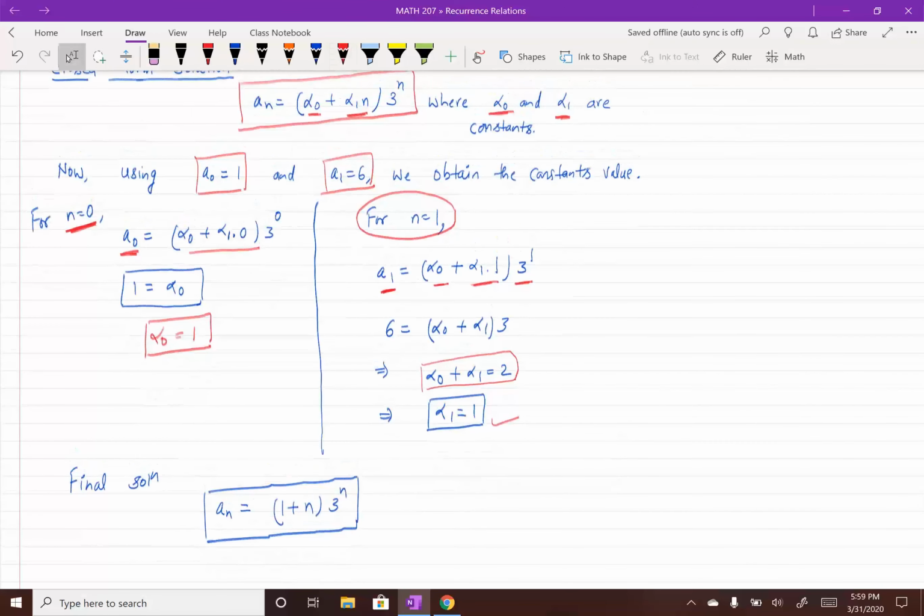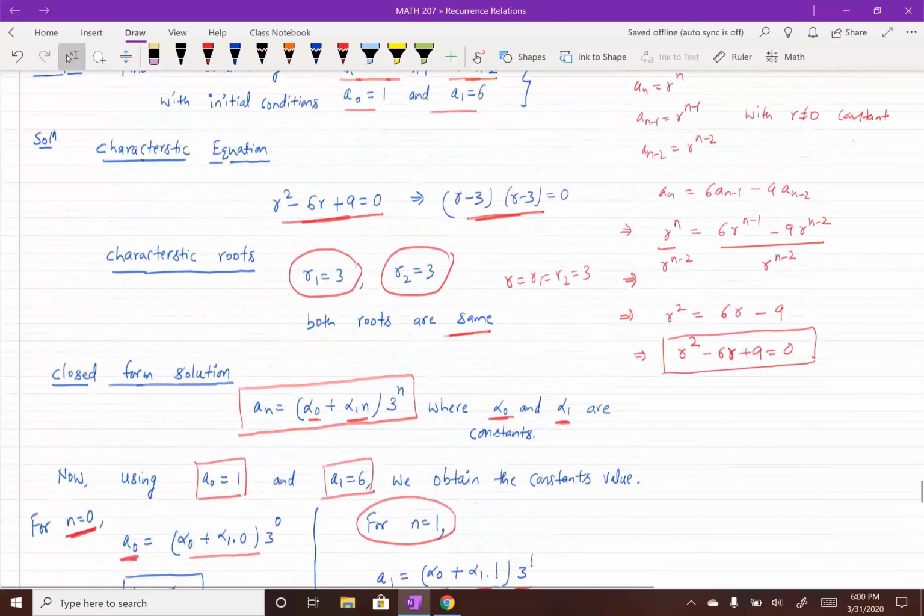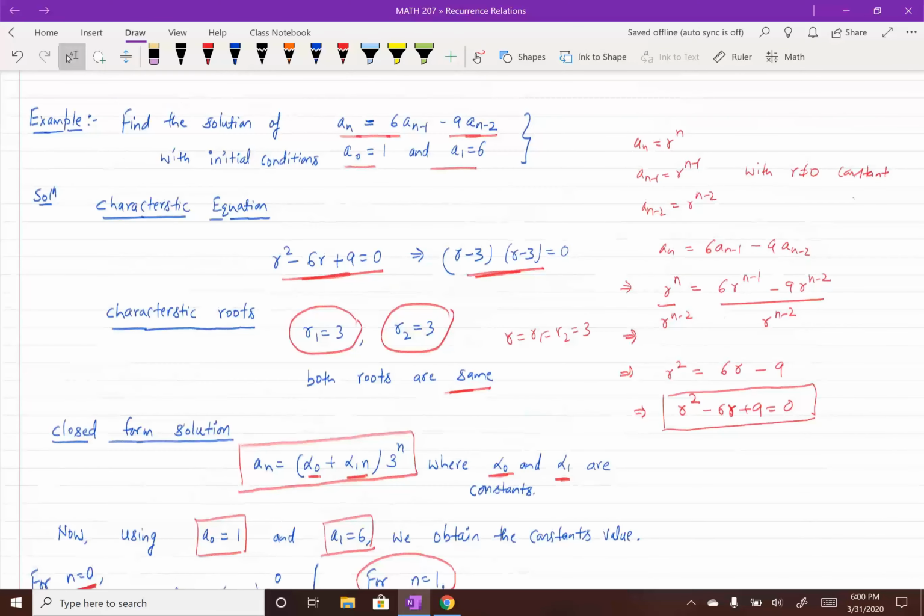And by placing the values of alpha 0 and alpha 1 in your closed form of the solution, you have the final form of your solution: a of n is 1 plus n times 3 to the power n. So that is the solution of your problem in the case when the roots are not distinct, in an example of a second degree recurrence relation.